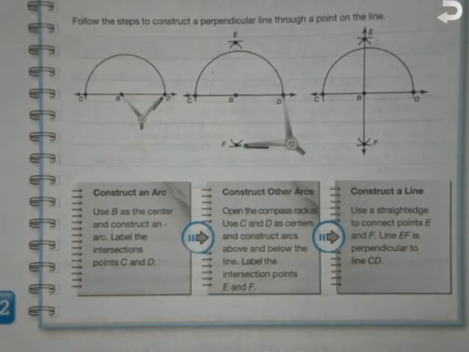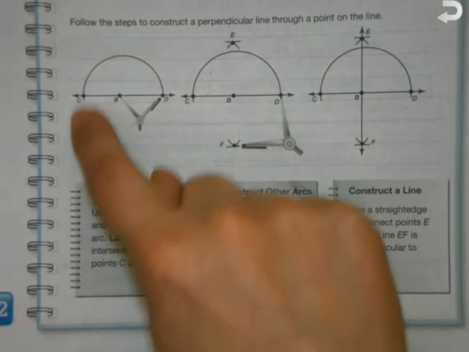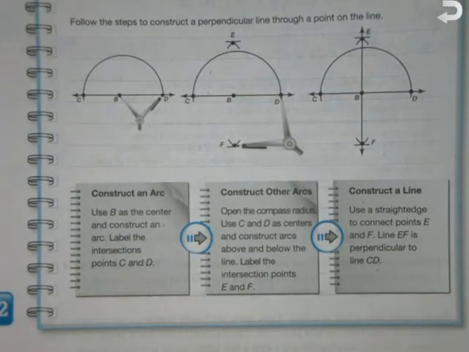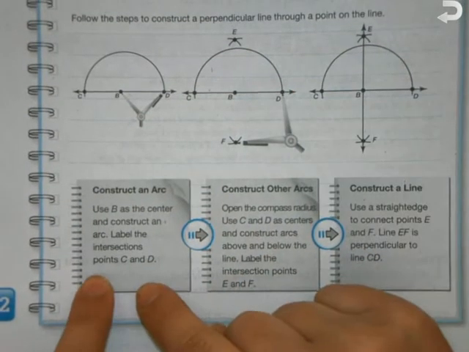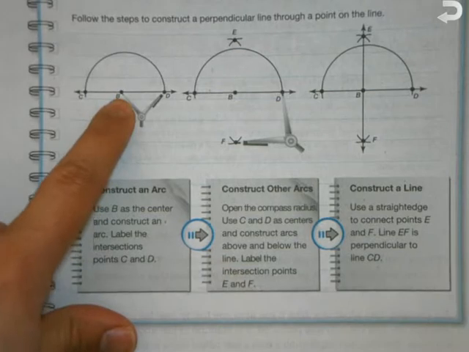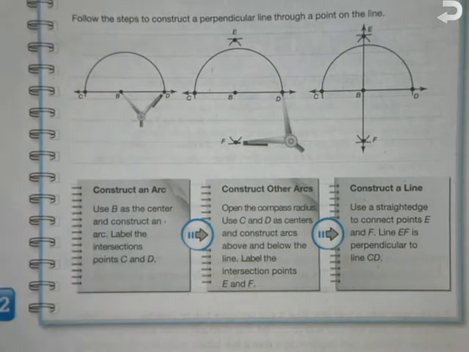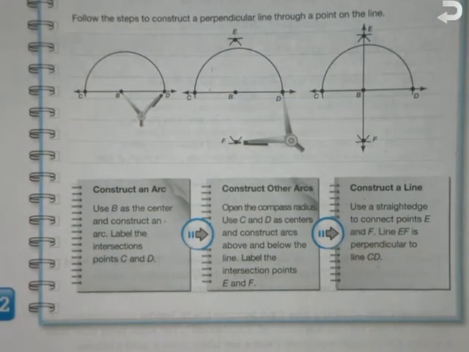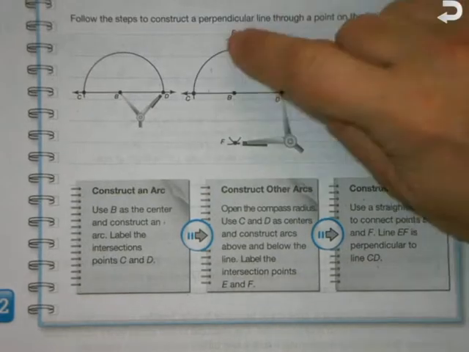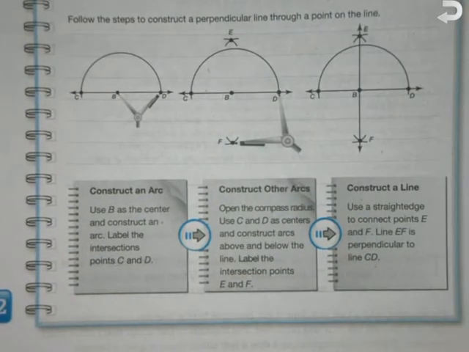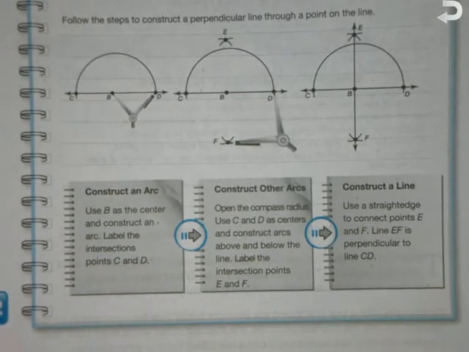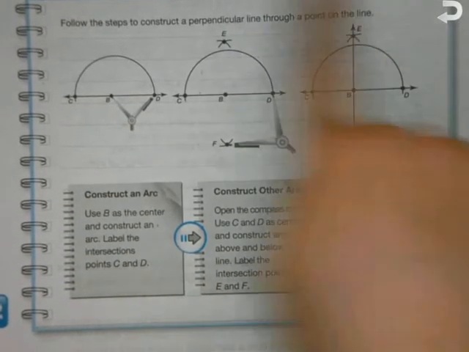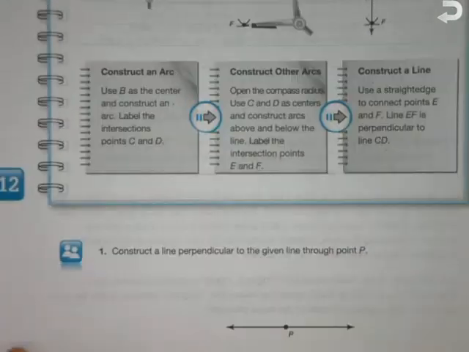So in order to construct a perpendicular line through a point, we're going to make an arc from point to point, and then we are going to label those intersection points C and D. So we're going to put our compass on the point that's given and make an arc, and then we are going to construct two other arcs from that point, and then we're going to draw a line between them, and that is going to be our perpendicular bisector. So here's all of the instructions for you, so let's actually practice this.